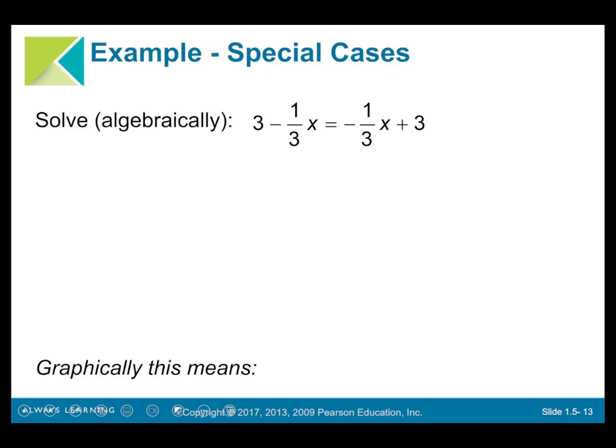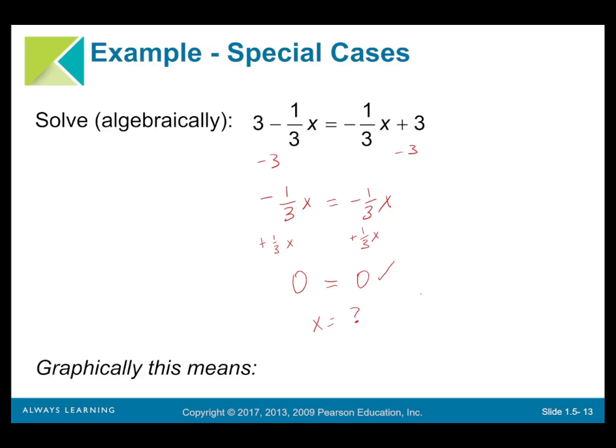Now for the next special case, let's look at this one. What if I subtract 3 from both sides? Then I have negative 1/3 x equals negative 1/3 x. Okay, well, let me move my x's to the other side, and I'll then add 1/3 x to both sides. All right, move all my x's to the left-hand side. Well, then I end up with 0 equals 0, which is true, but where's my x value? Well, it fell away because everything just adds to 0.